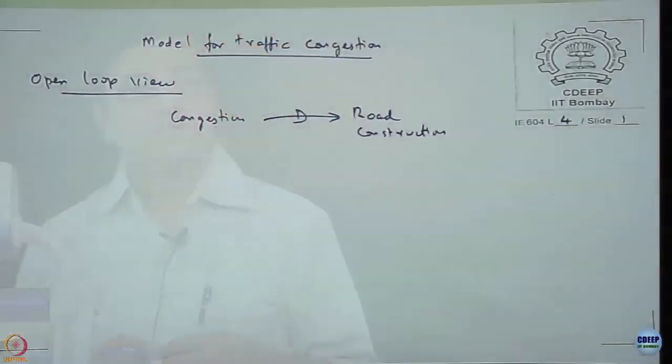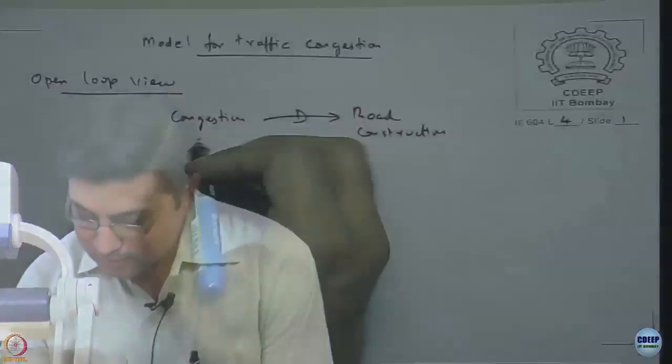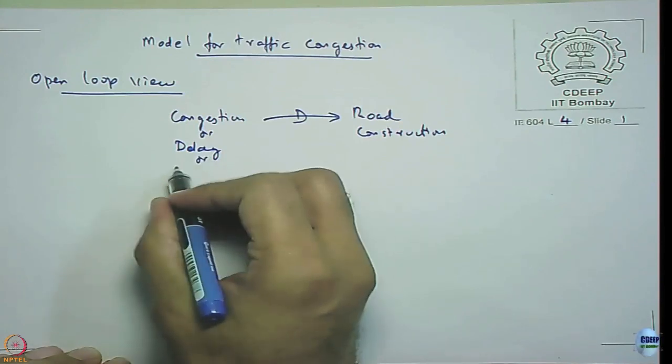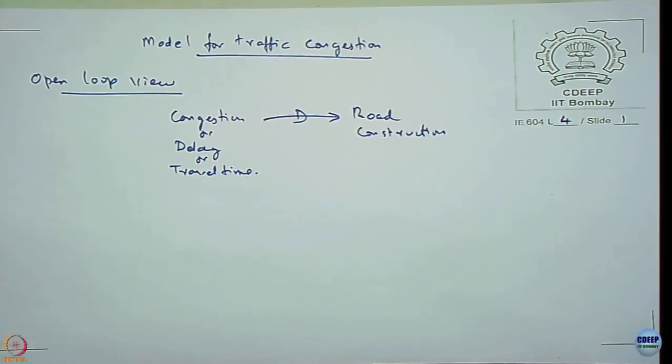So how do we measure this congestion? Or what do we mean by congestion? Anyone? Density of vehicles on the road. What does it affect? Speed. Eventually what? Travel time. So what we are interested in is congestion or delay, or let us make a better note, called travel time.